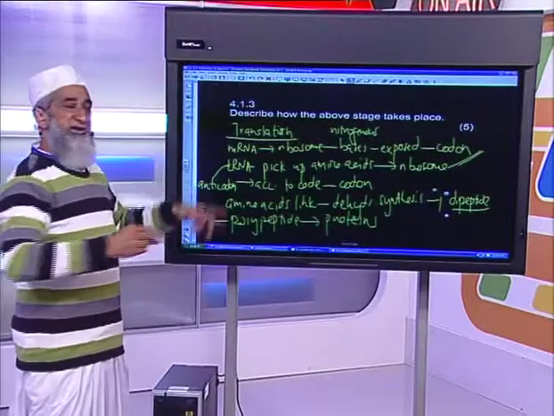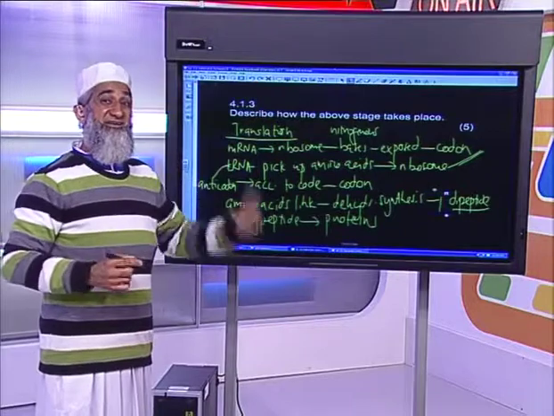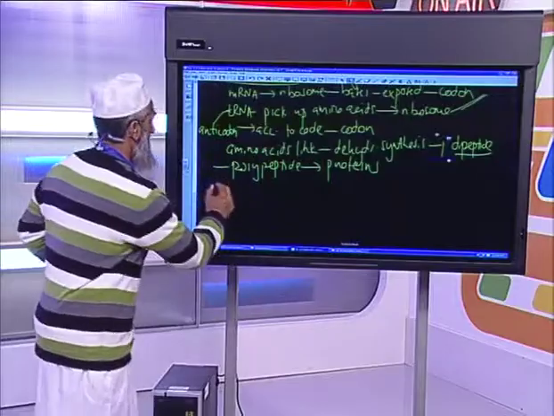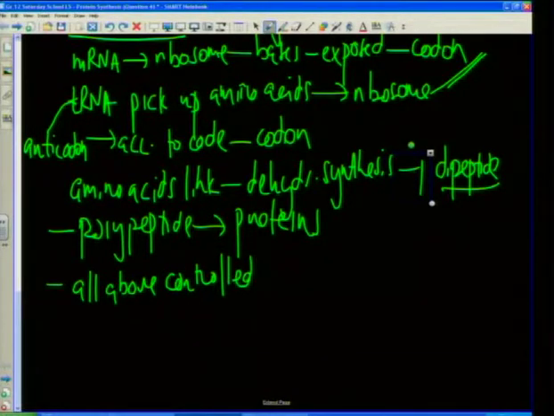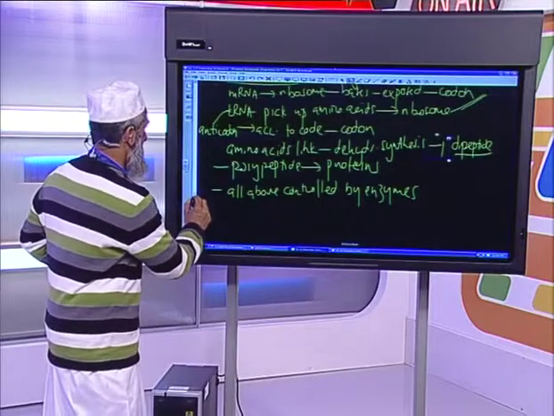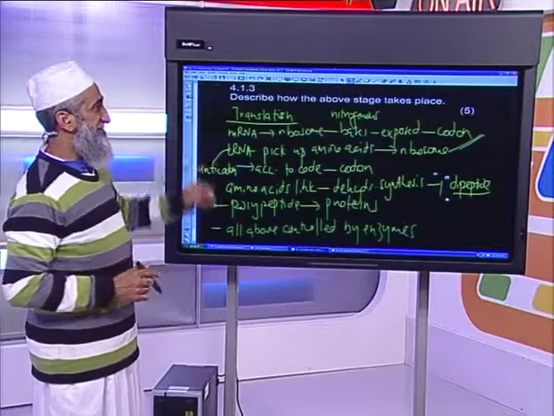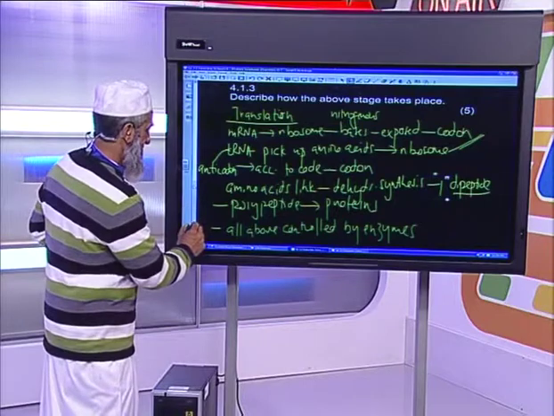By the way, the transfer RNA goes away to pick up more amino acids. Again, like we said in DNA replication, we add a last bullet: all above controlled by enzymes. And that, guys, in a nutshell, is what translation is all about. And this question asks you that particular topic. So you need to know that as you're going along.